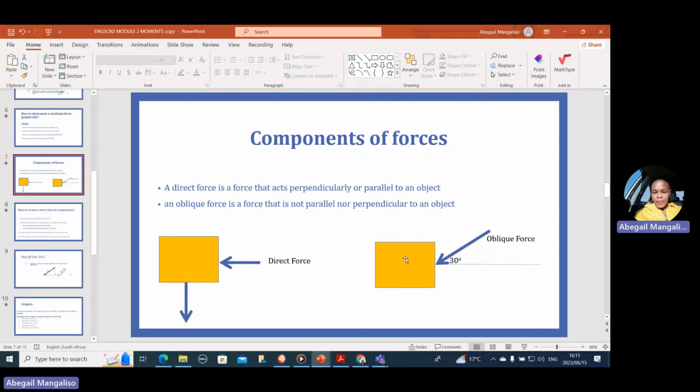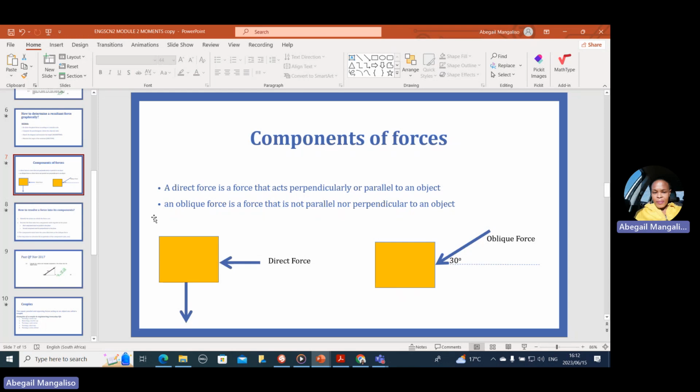Okay, I'm going to explain the components of a force. A force can be direct or a force can be oblique. A direct force is a force that acts perpendicularly or parallel to an object. If we look at this object, this force is acting parallel or perpendicular to this object. It is called a direct force.